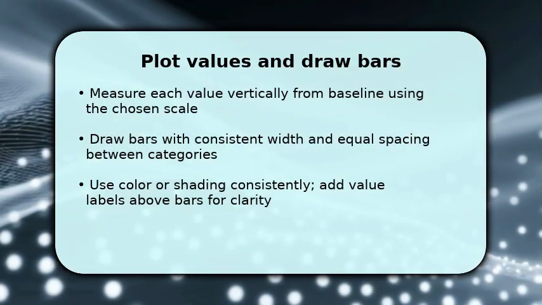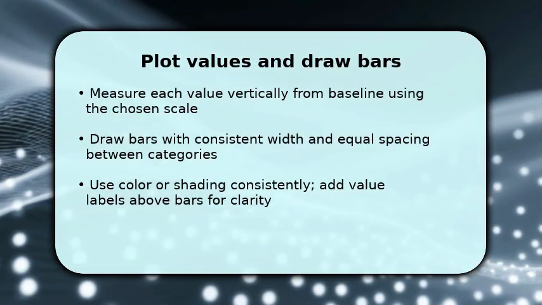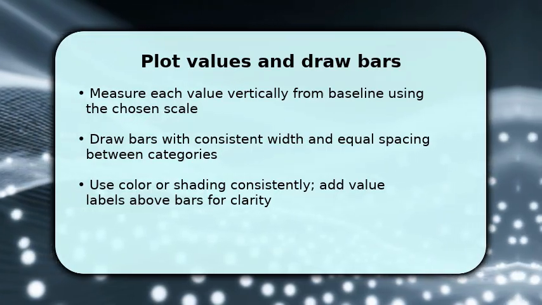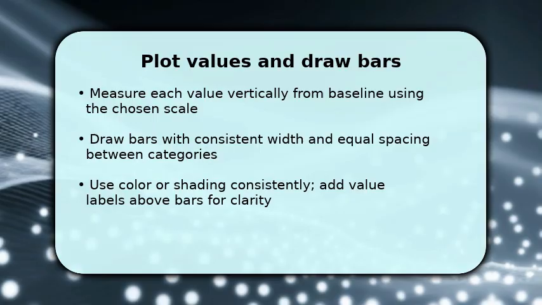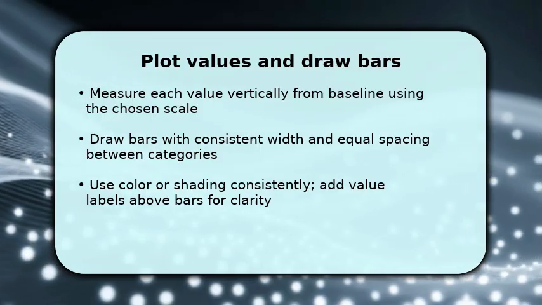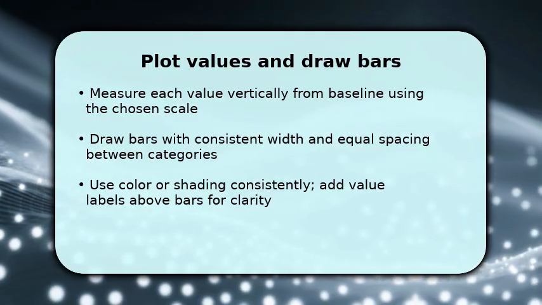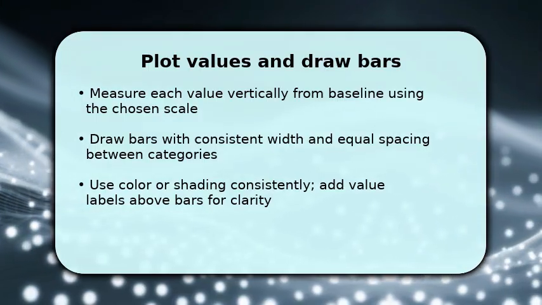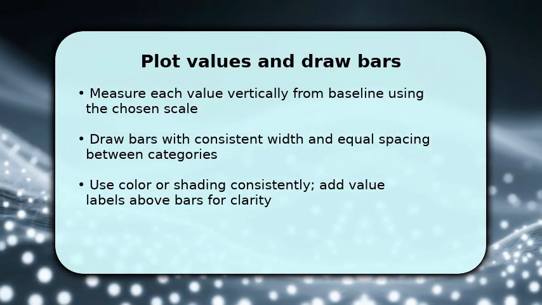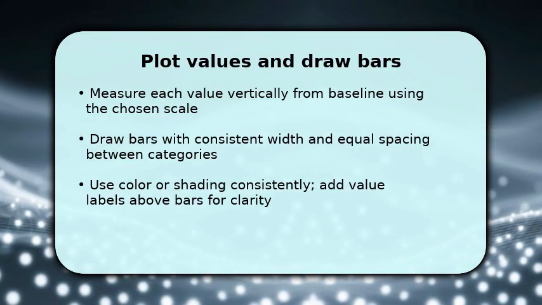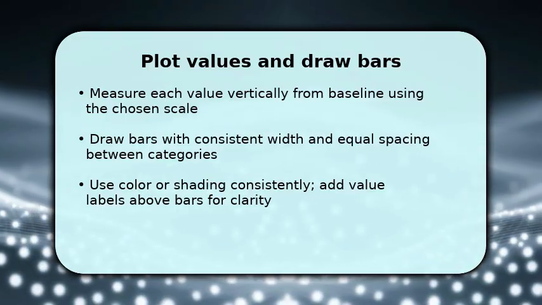You now translate numbers into measured heights. Measure from the baseline up using your chosen scale so each bar reflects the value accurately. Draw each bar with the same width and the same spacing to avoid visual bias. Use a ruler for straight edges. Once drawn, fill bars with consistent color or hatch patterns to signify groups. Make sure to write the exact value above each bar for immediate reading, which helps viewers compare quantities quickly.